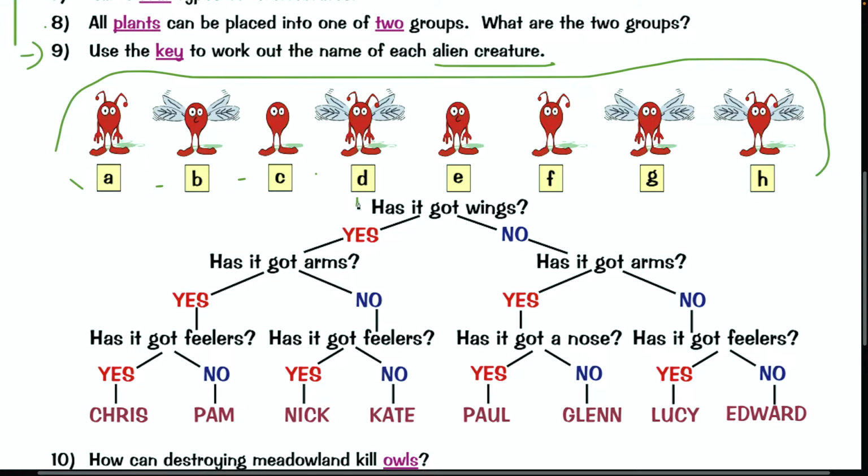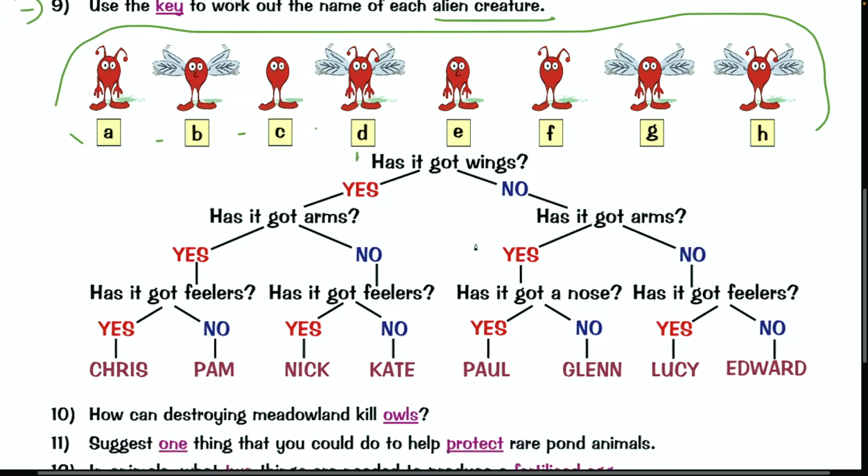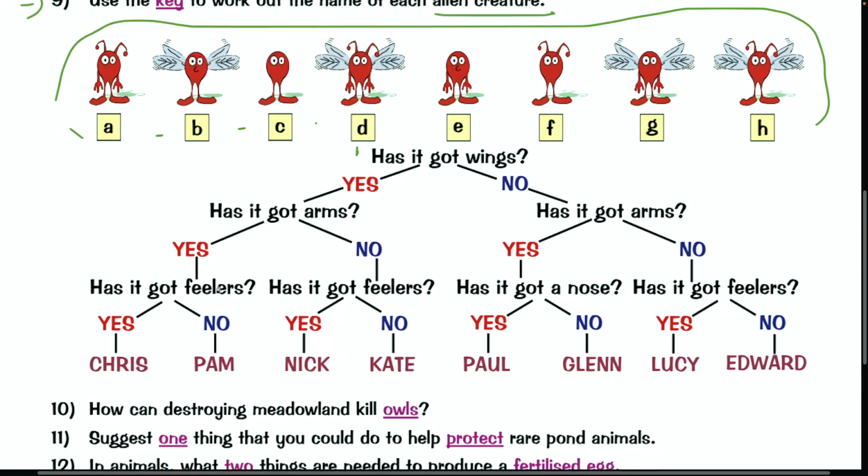Uma corrente de perguntas que, através do yes or no, você vai descobrir, né? Quem que é, ok? Se é o Chris, se é o Pen, se é Nick, se é Kate, você vai descobrir quem que é, qual que é o nome desse grupo, ok? So, for example, let's go.